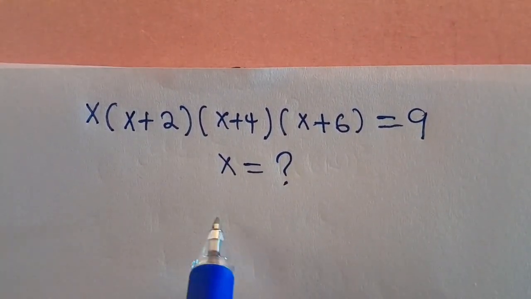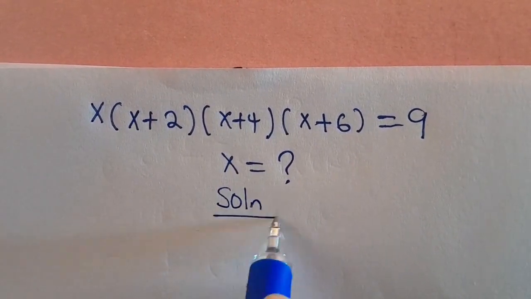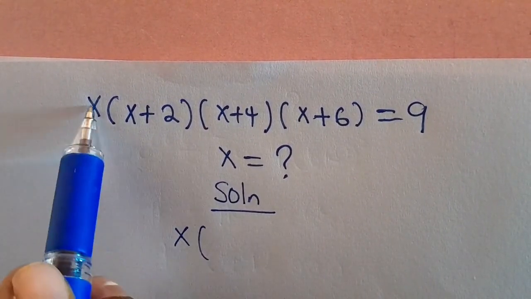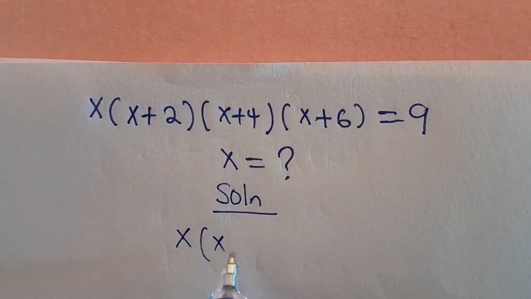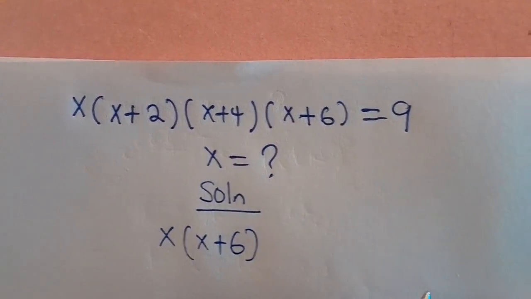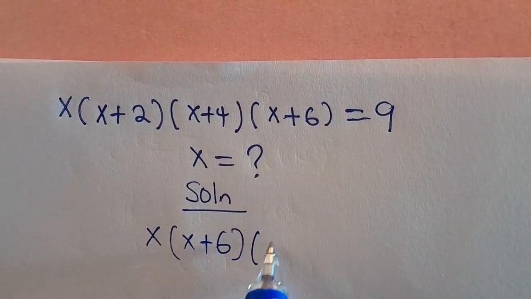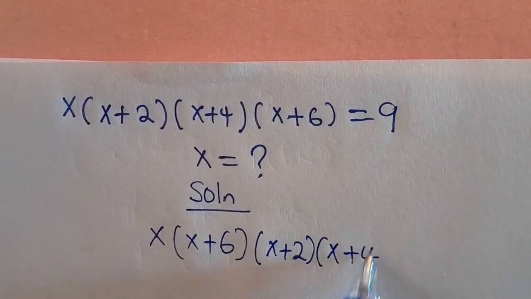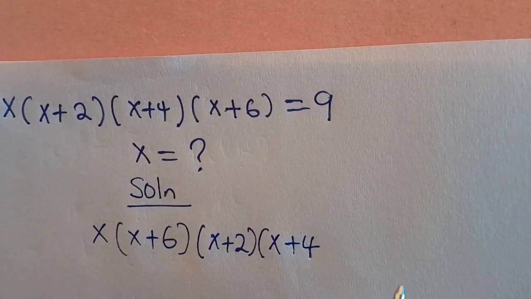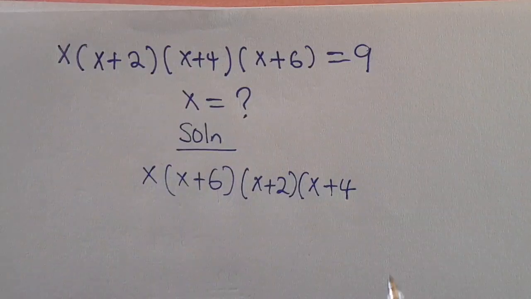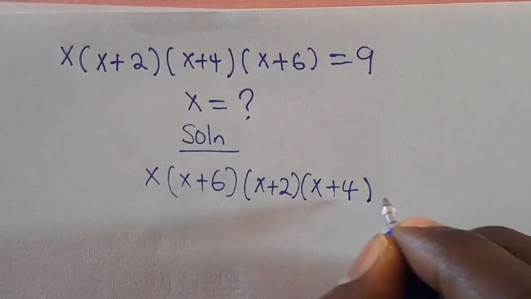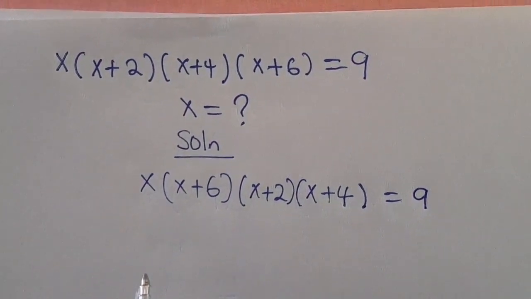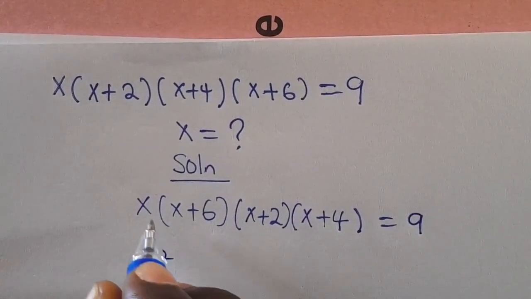So from here, let's take x together with x + 6, then multiply. Then let's take x + 2 together with x + 4, then multiply, equals 9. When you open this, we have x squared, x times x.